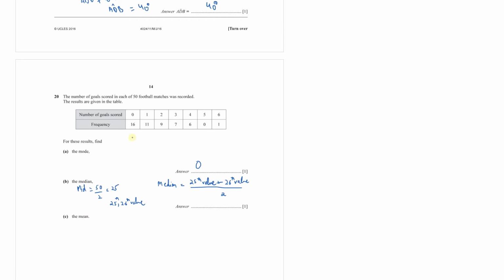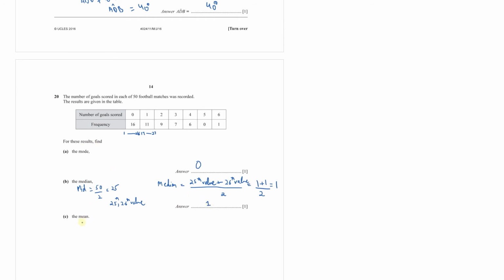If you look at the table, what would be your 25th and 26th values? For 0 goals scored, the frequency is 16. So these are values from 1 till 16 here. And then this starts from the 17th. So 16 plus 11 is 27, so this goes up to 27. Since we are looking for the 25th and 26th values, both lie in this interval where the number of goals scored is 1. So your 25th value would be 1 and your 26th value would be 1 as well. So 1 plus 1, 2 divided by 2 is 1. So your median value is 1.